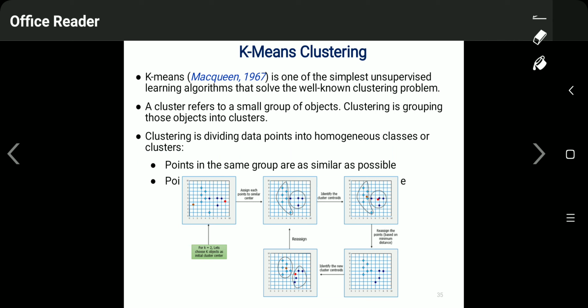So clustering is dividing the data points into homogeneous classes, the clusters. Based on some attributes, some features, we find the similarity and dissimilarity between those features. Most of the time, the similarity and dissimilarity is found by calculating the distance. Suppose now we have one feature which has n dimensions, x1, x2, x3, up to xn.